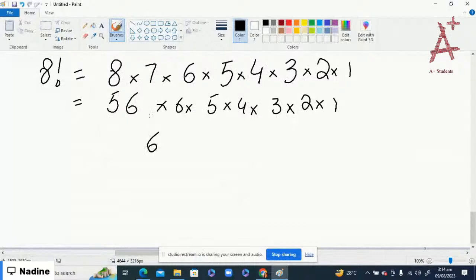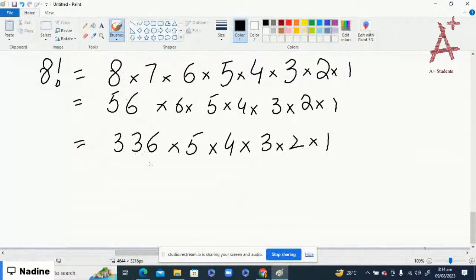Now multiply this 56 with 6. So the answer is 336. Now this 6 and these two are removed, while putting all the remaining terms, 5, 4, 3, 2, and 1. Now multiply the same 336 with 5. Then the next term multiply with 4. Next term multiply with 3. Next term multiply with 2, and then it's 1.